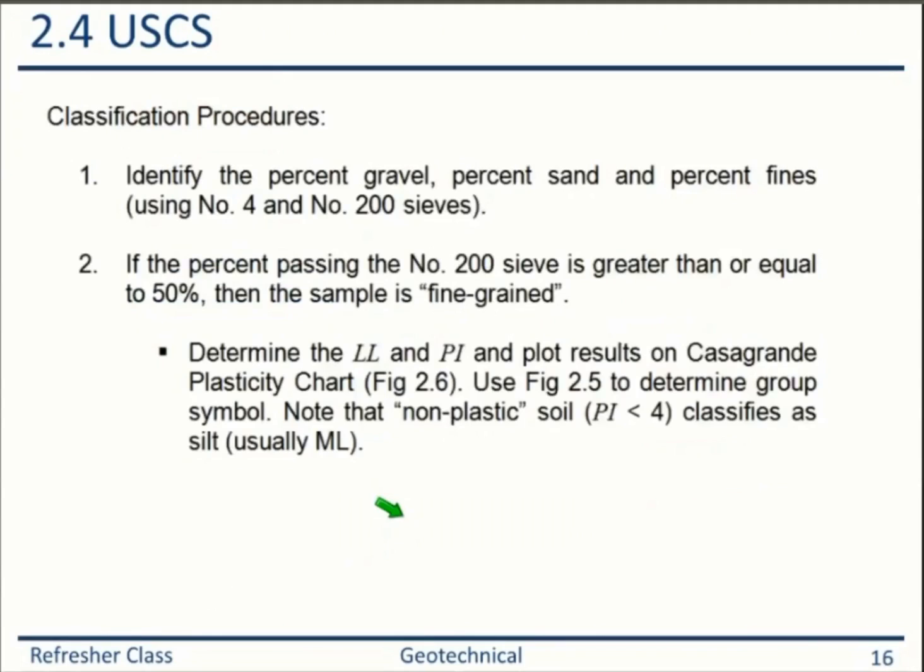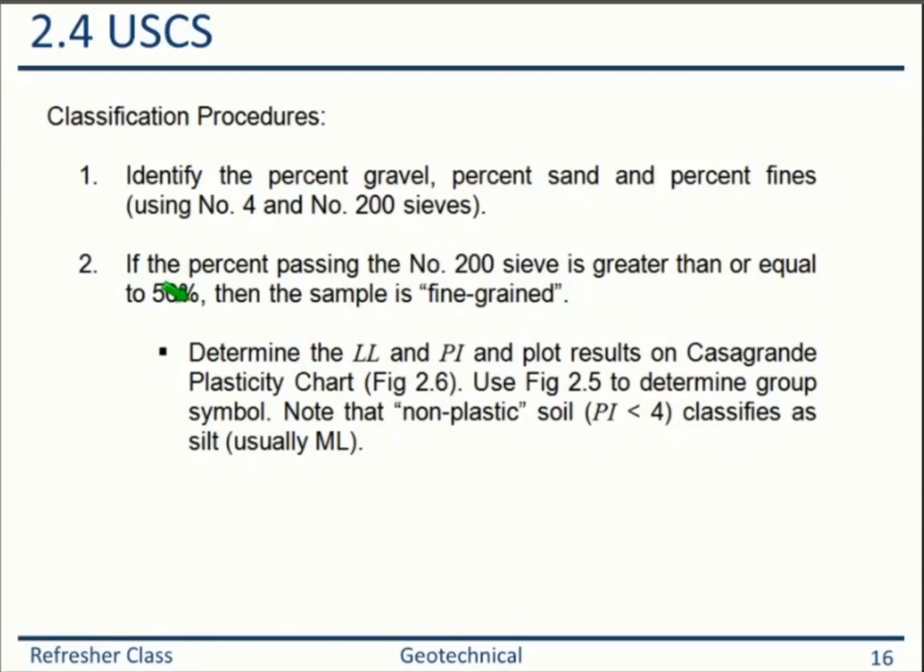For the USCS system, again, here are the classification procedures you can follow. You should know the percentage passing the number 4 sieve, because this will separate the fractions of gravel and sand, and the percentage passing the number 200 sieve, because this will give you the coarse fractions and the fine fractions. If the percentage passing the number 200 sieve is greater than 50%, then the soil is fine grained soil. So your first letter should be either M or C, silt or clay.